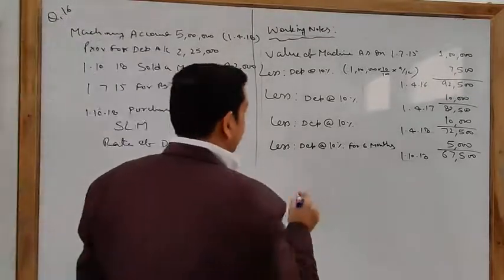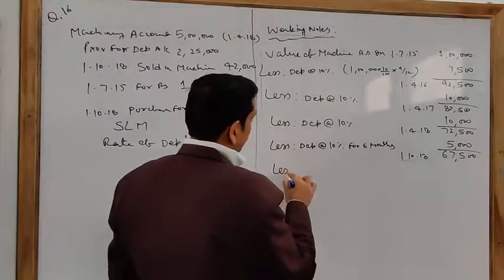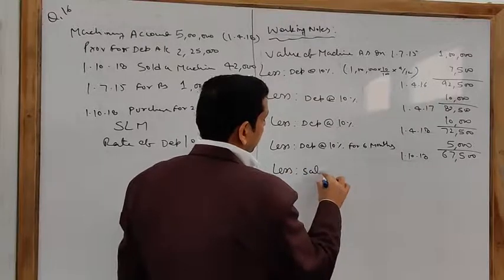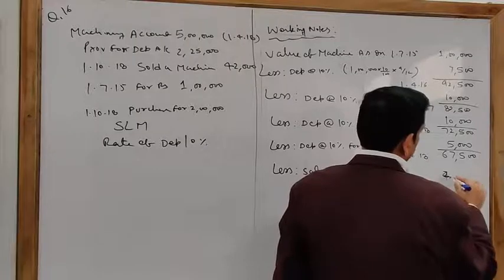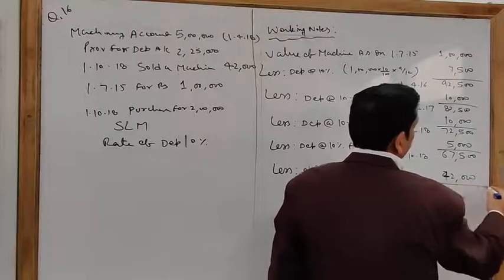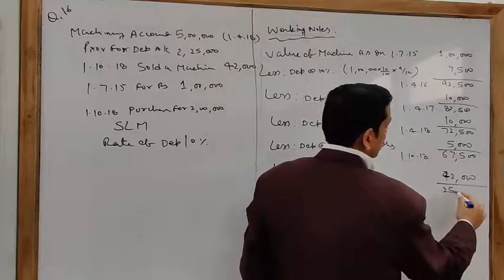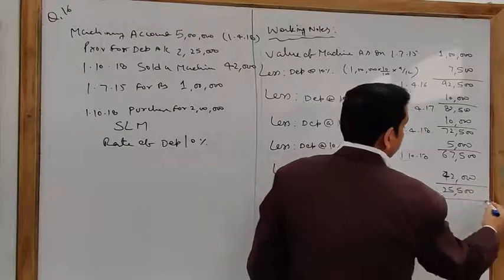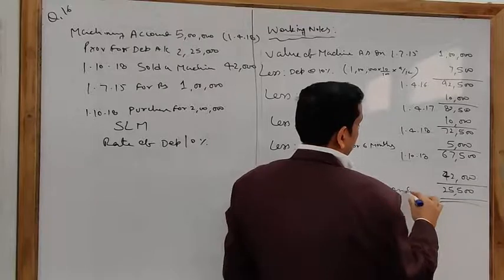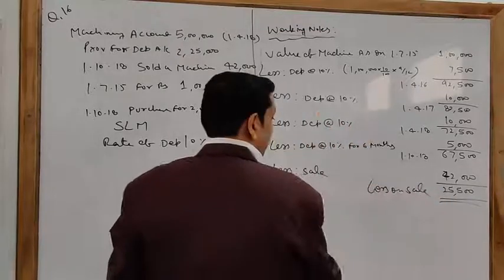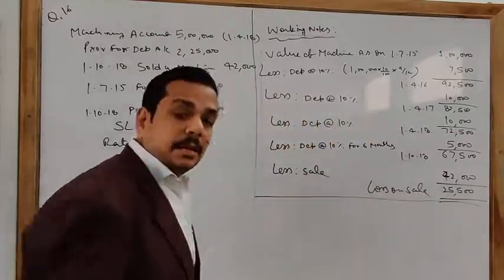Now here this machinery has been sold. So less sale 42,000. 42,000 is the cash receipts. So 25,500 is loss on sale. Okay, this is your loss on sale of machine.